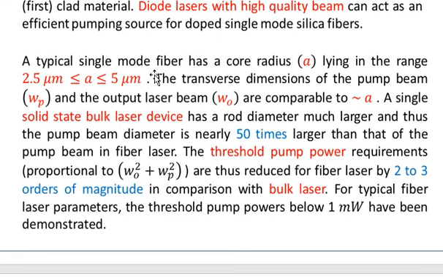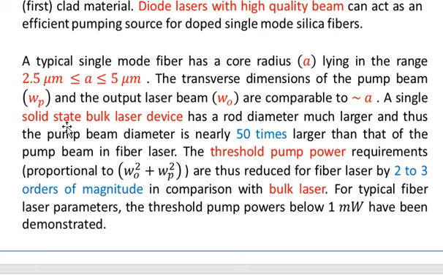A typical single mode fiber has a core radius, which we denote by a, lying in the range from 2.5 micron to 5 micron. So this is usually the range of radius for the single mode fibers. The transverse dimensions of the pump beam, represented by WP, and the output laser beam, represented by W naught, are comparable to the dimension a of the fiber.